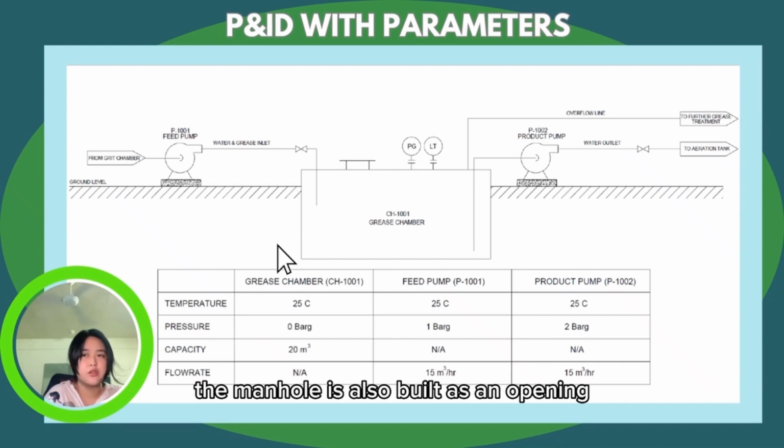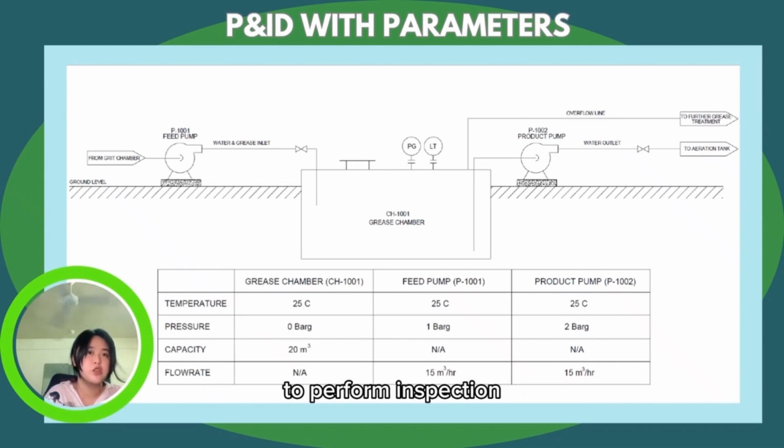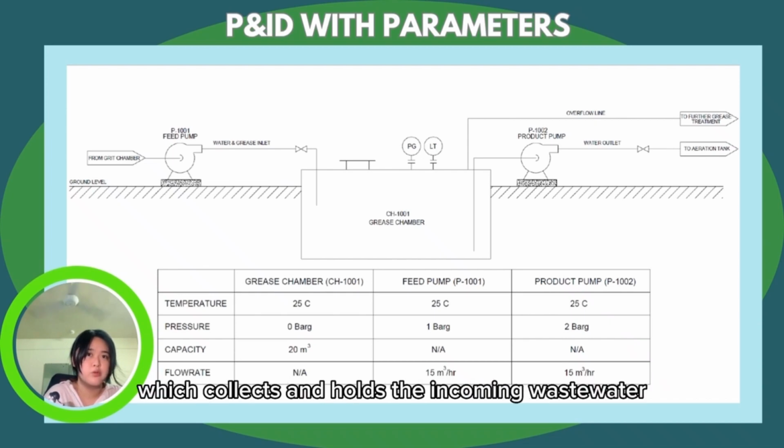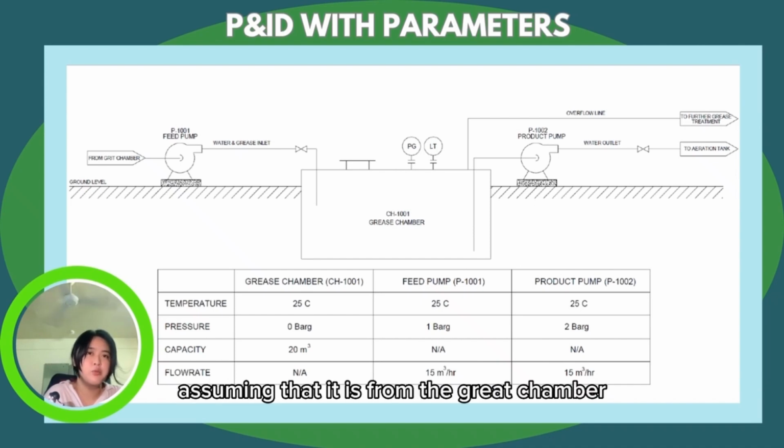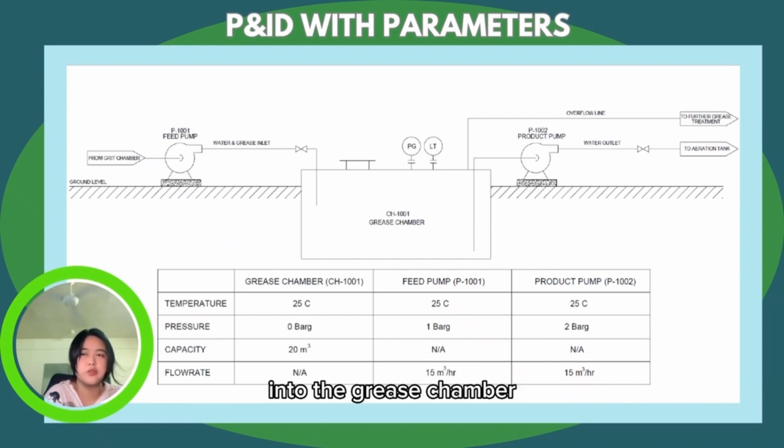The manhole is also built as an opening that provides access for the worker to perform inspection, repairs and also maintenance. At the middle of the P&ID is the grease chamber, which collects and holds the incoming wastewater. The inlet pipe brings the untreated wastewater into the grease chamber, while the outlet pipe carries partially treated wastewater to the next treatment stage.